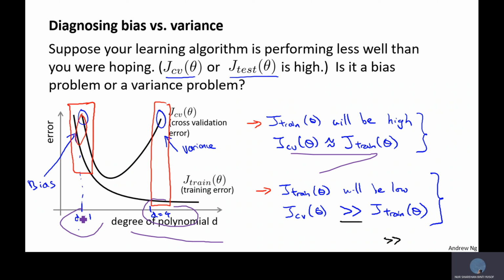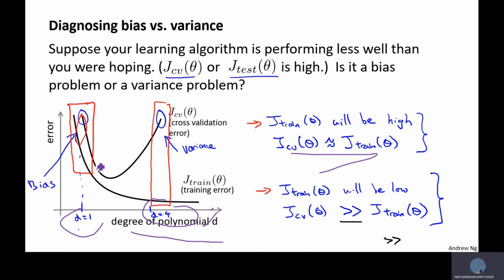For D equal to 1, we are fitting a very simple function. And for D equal to 4, we are fitting a complex function. On the right of the horizontal axis, we have a much larger value of D, a much higher degree polynomial, and this corresponds to fitting a much more complex function to the training set.